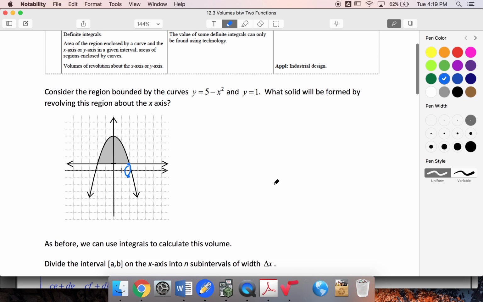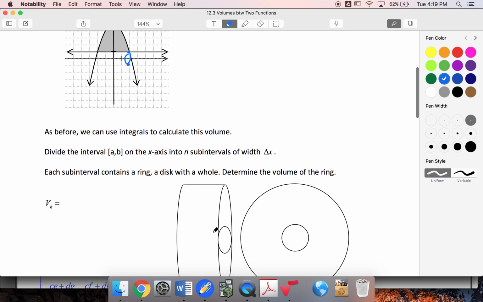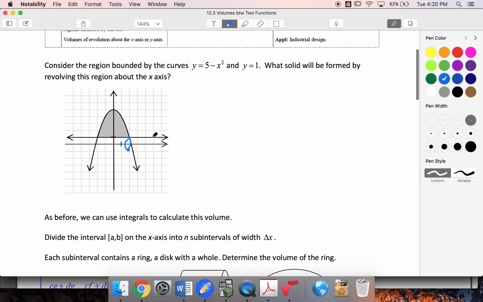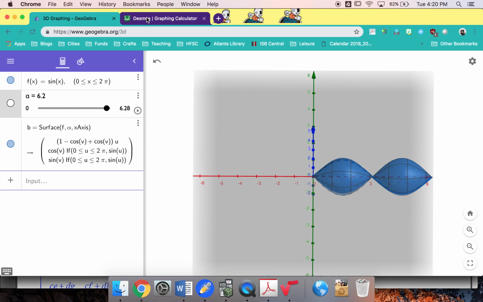If I look at my cross sections, it's something with a hole in it. Wrapping this around, I don't know how to draw this in such a way that you can see it, and I'm not sure that I can, so let me see if I can make it in GeoGebra.